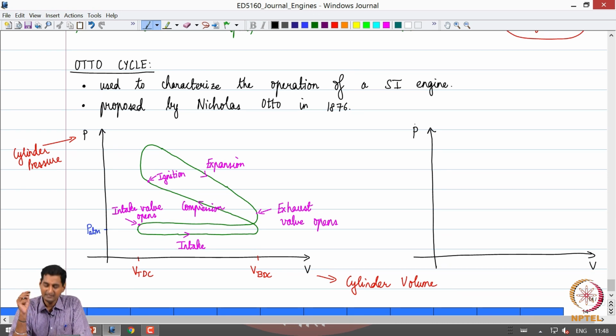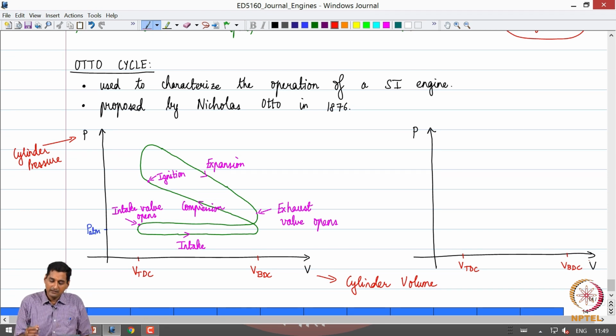Now, what we do is that we are not going to be worried about the intake and exhaust strokes, because we have sealed that cylinder and piston. So, there is no leakage. So, what we do is that we start with the compression stroke. So, let us say we have volume at top dead center and volume at bottom dead center. These are the 2 points. We start with the compression stroke. We are not going to be worried about the intake stroke and the exhaust stroke when we consider the Otto cycle.